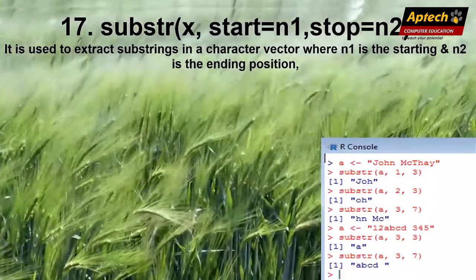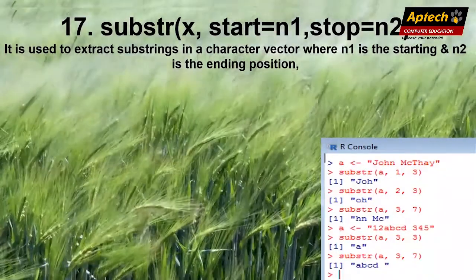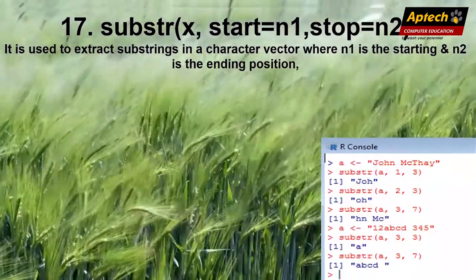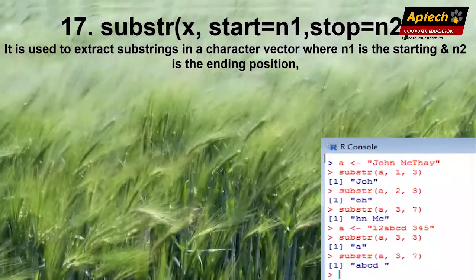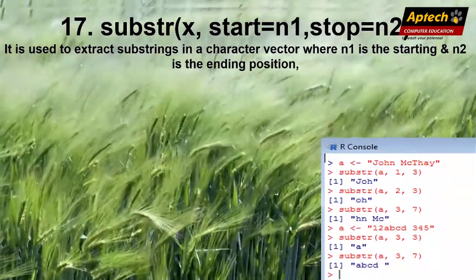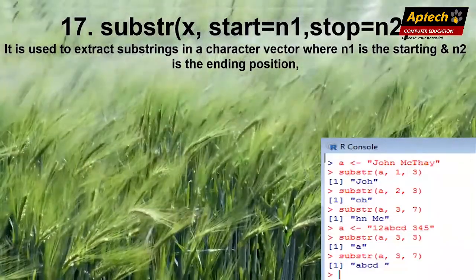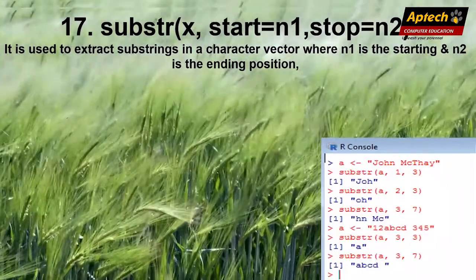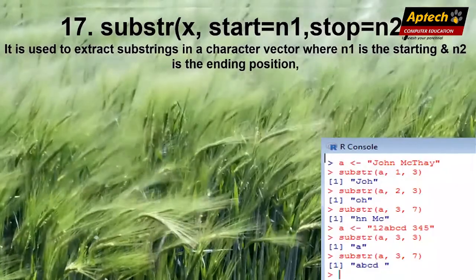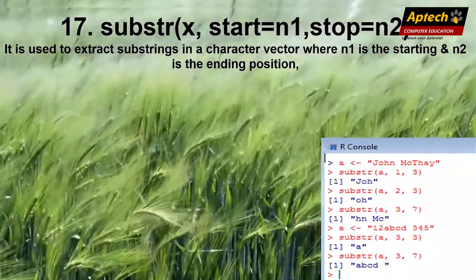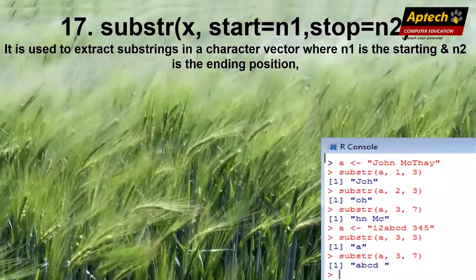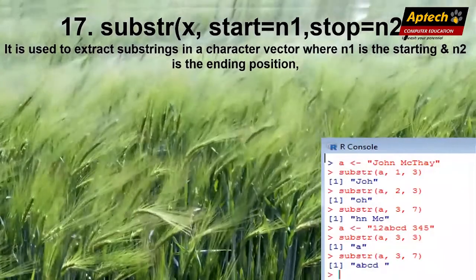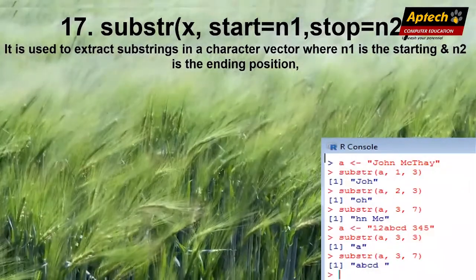See, the output is JOH. Similarly, the second example is substr(A, 2, 3). A is John McCarthy. It will start from the second character to the third character. The second character is O and the third character is H, so the output is OH. The third example is substr(A, 3, 7). A is John McCarthy and third means 1, 2, 3, so H is the third character and it will go to the seventh character: 3, 4, 5, 6, 7. That is the reason the output is H, space, and C.